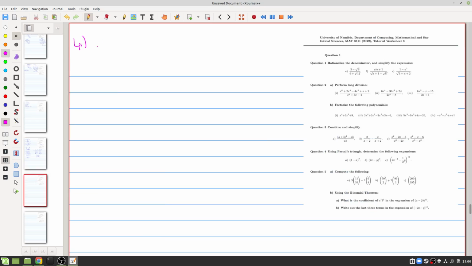Alright, question 4. Question 4, A. What are we told to do here? Using Pascal's triangle, determine the following. Okay, so that's to the power 7, to the power 8, to the power 12. So we need a big Pascal's triangle here. Let me do the Pascal's start here.